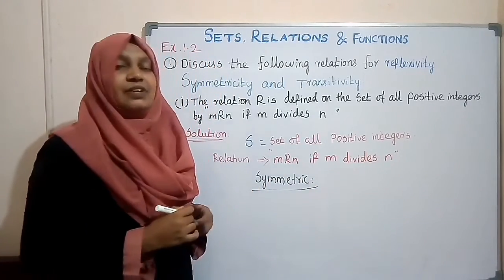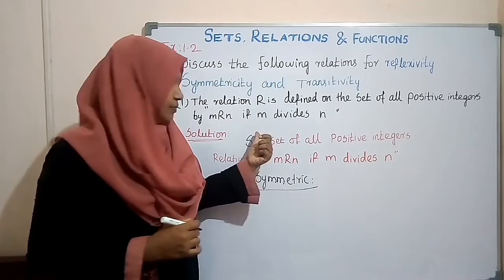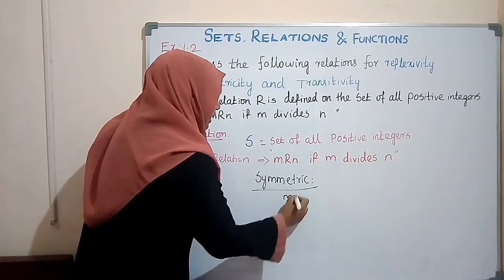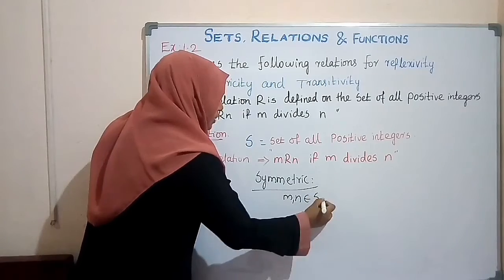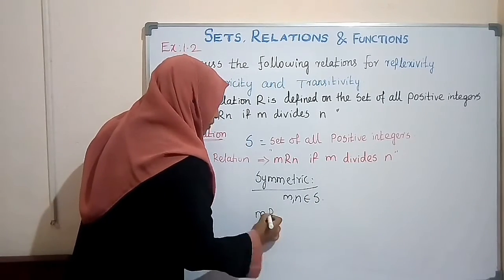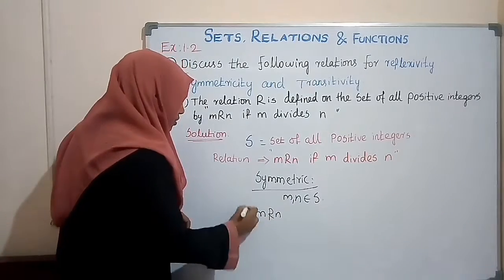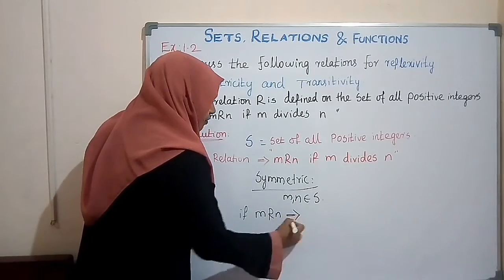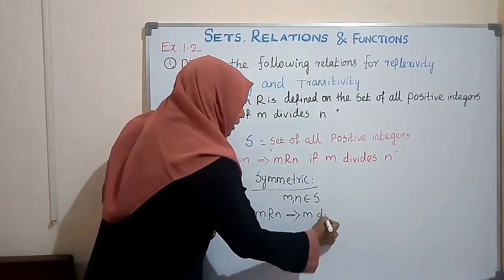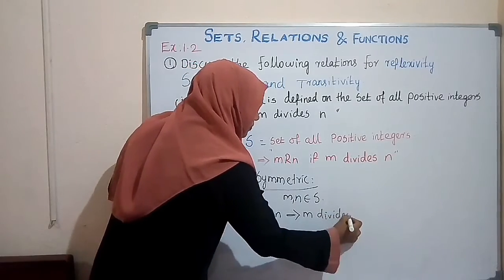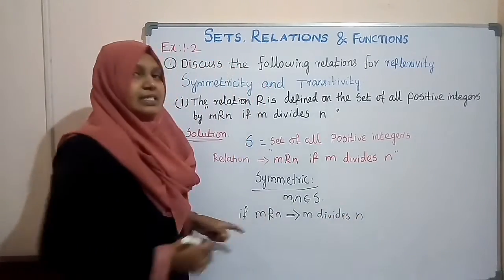For the symmetric, we have to consider two elements from the set. So, I am considering m and n belong to S and m relates n. If m relates n, what's the meaning? m divides n.